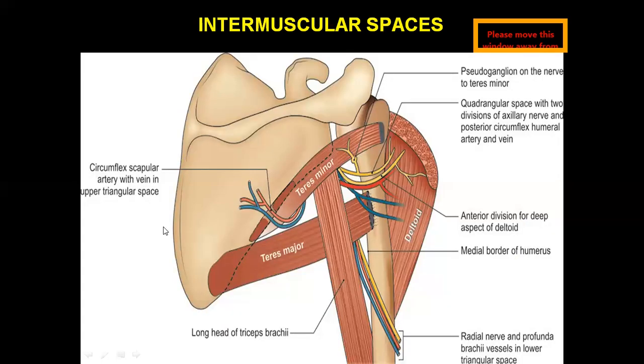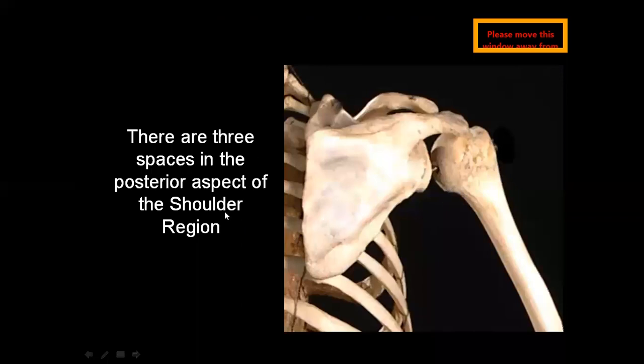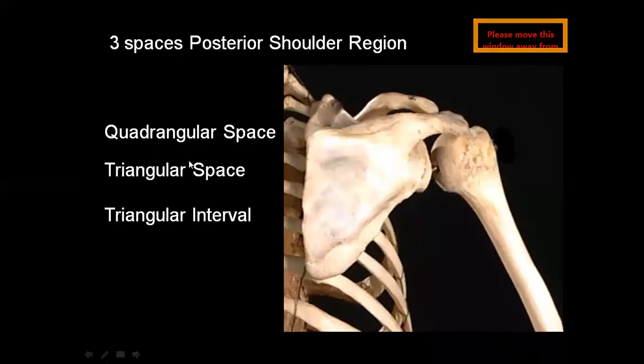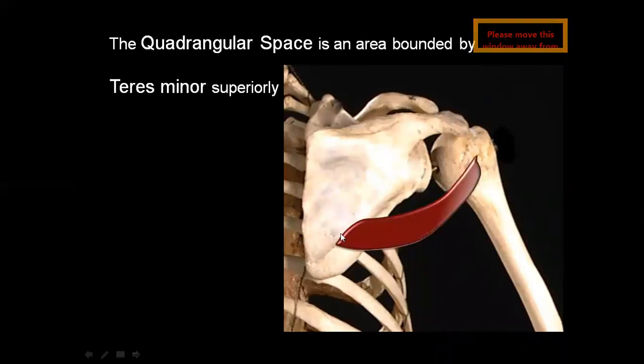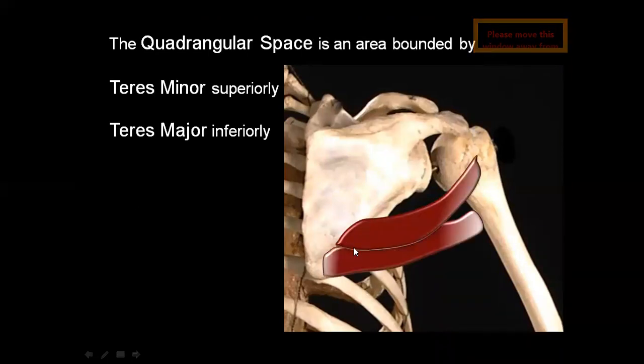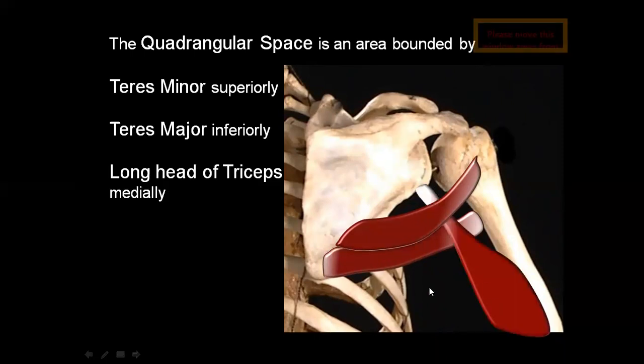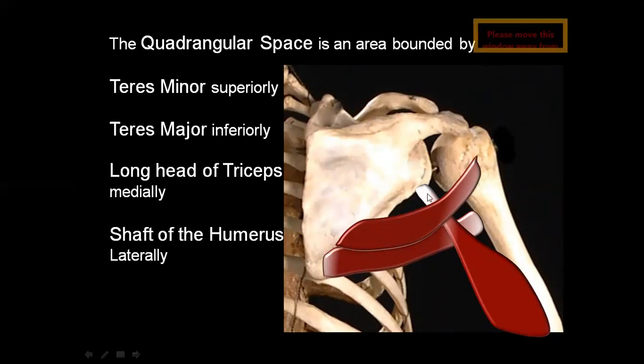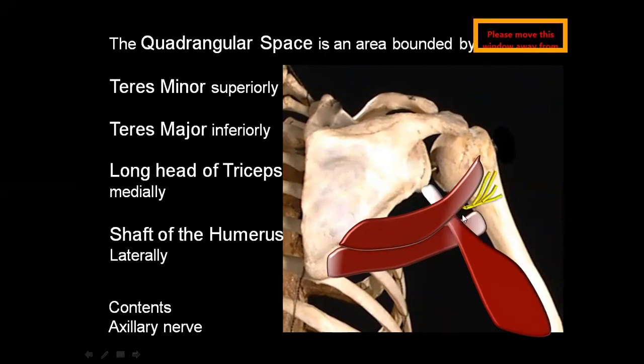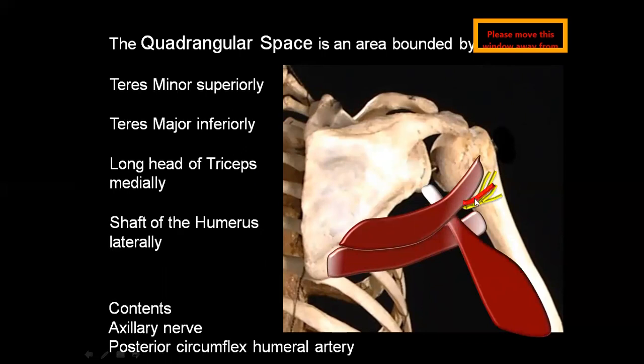Okay. So let me elaborate more. With the help of a picture also I have tried to help you understand. We have three spaces in the posterior aspect of the shoulder region: quadrangular, upper triangular and lower triangular space. We have teres minor above, teres major below, and then the long head of triceps, with the help of which we have the quadrangular, upper triangular and lower triangular spaces, right? This is the quadrangular space, where we have the posterior circumflex humeral vessels and axillary nerve.